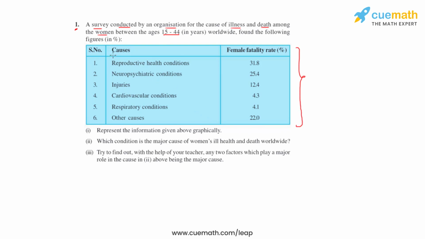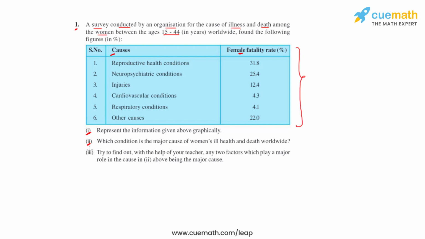In here we have been listed with different causes like reproductive health conditions, neuropsychiatric conditions, injuries, cardiovascular conditions, respiratory conditions, and other causes. Along with this, we've been given the female fatality rate percentage associated with each of these causes. We have been then asked to represent the information given above graphically.